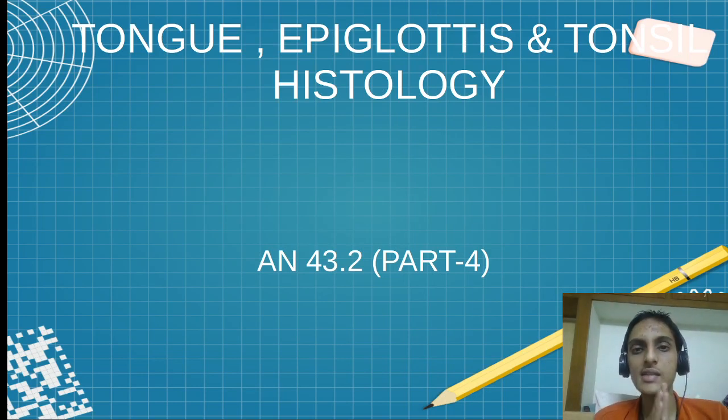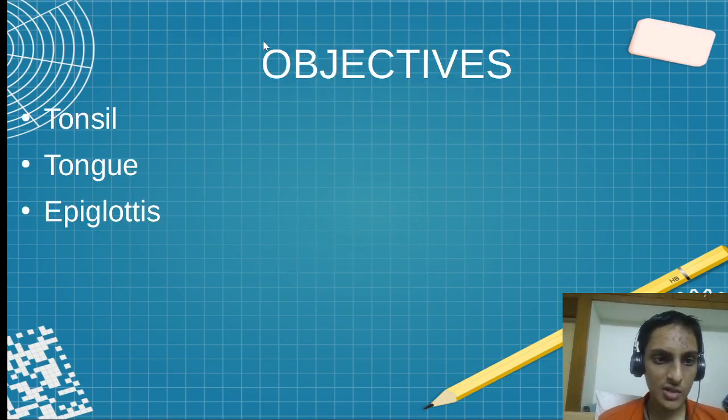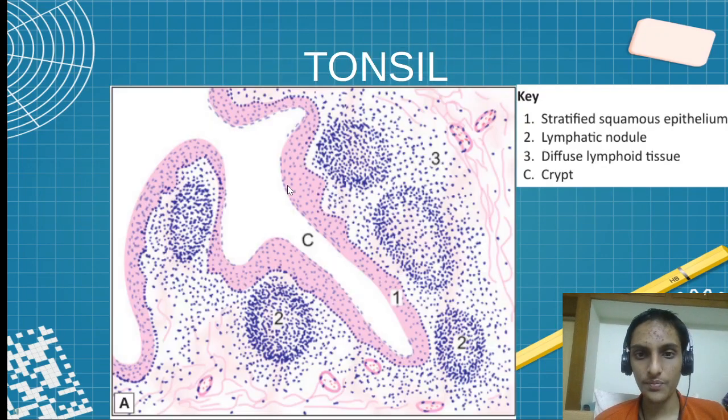Hello friends, in this video we will talk about the histology of the tongue, epiglottis and tonsil, the palatine tonsil. So we will first see the histology of palatine tonsil, then the tongue and lastly epiglottis. So coming to the histology of the palatine tonsil, what will be the most important feature?